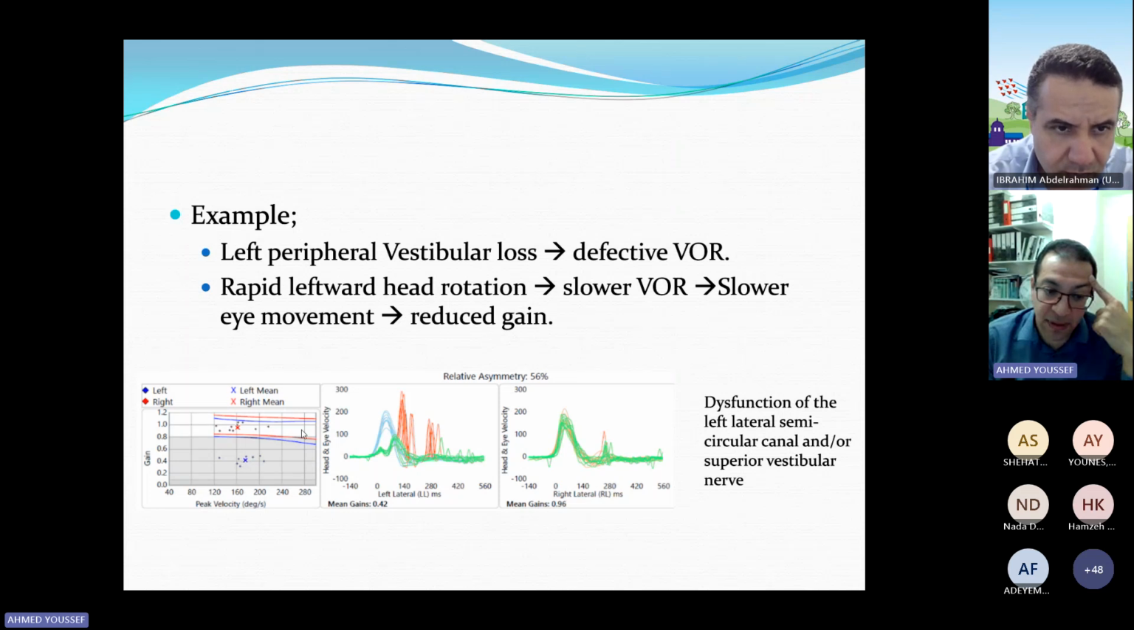If the average is outside the shade or the two lines here, this means that it is defective, and the gain is below 0.8, which is abnormal. You would expect that with the low gain, there will be either covert saccades or overt saccades, depending on the degree of the compensation. But the same patient had normal eye movements on the right side.